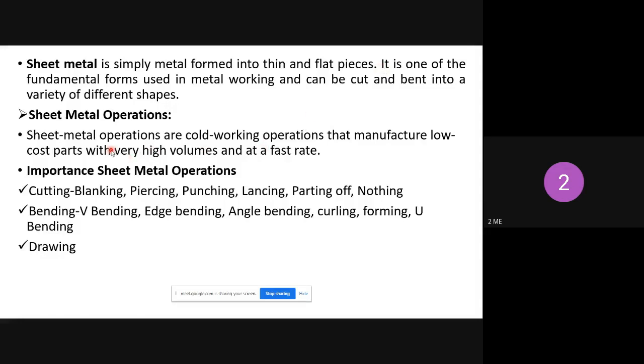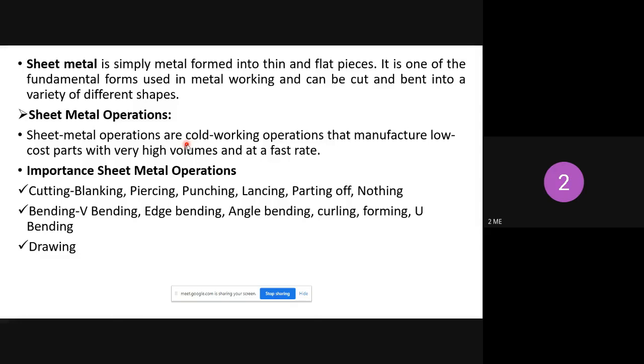So next one is sheet metal operation. Different sheet metal operations are there. Sheet metal operations are further classified into two types: cold working operation and hot working operation. Hot working is nothing but what? Anyone? Hot working of sheet metal is nothing but heating above the recrystallization temperature. Correct, good. So heating the metal above the recrystallization temperature is called the hot working process.